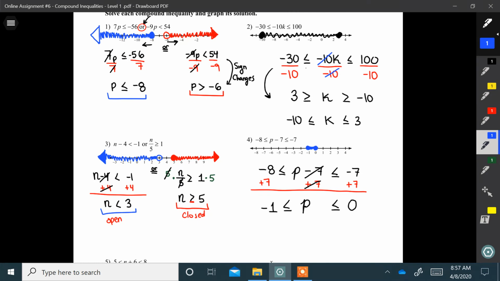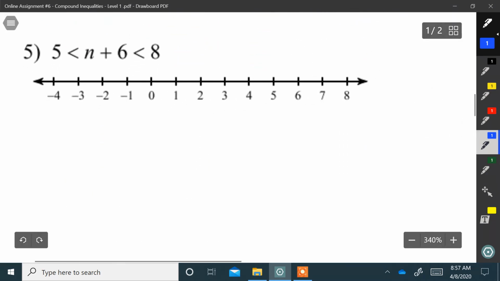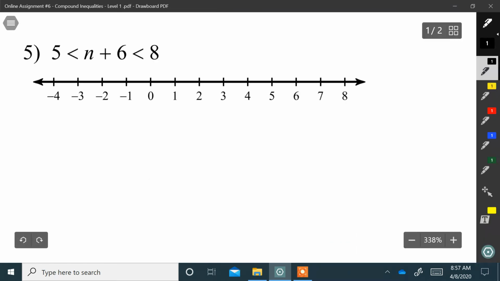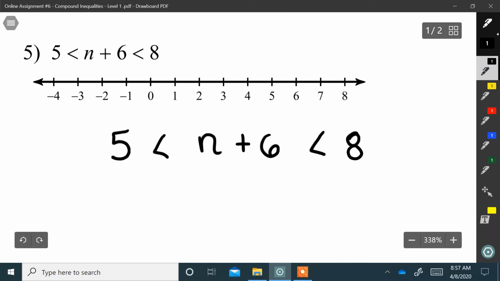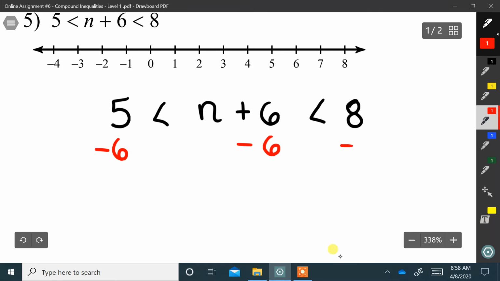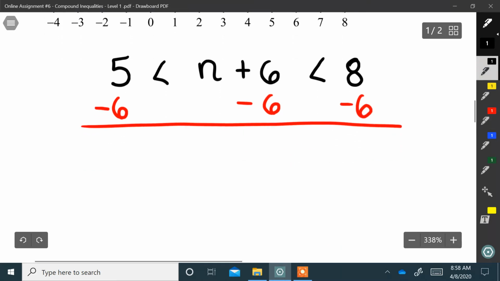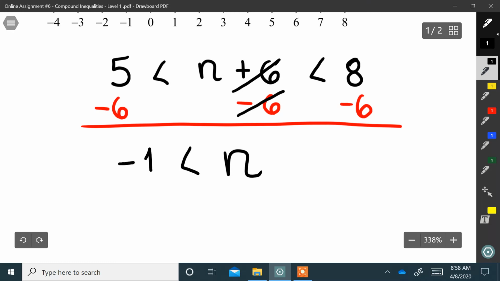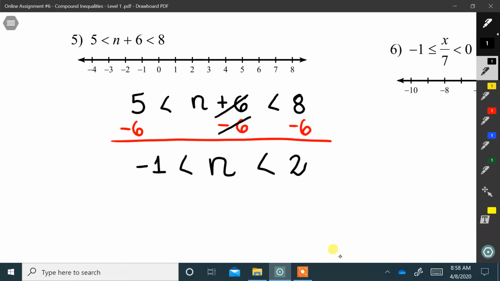See, I told you guys, number one and number 2 were the hardest ones in here, just because we were dividing by a negative. Let's do this one here. One more time, we have 5. To eliminate that plus 6 right there, all we have to do, guys, is subtract 6 on both sides. And when I say both, I mean all sides. This cancels here. The n is going to be by itself now. 5 minus 6 is actually -1. And then a minus 6, that's actually going to be +2. So n is a number between -1 and 2.